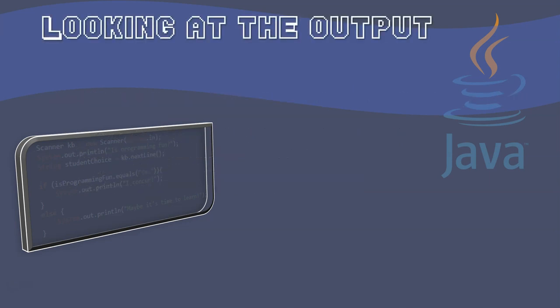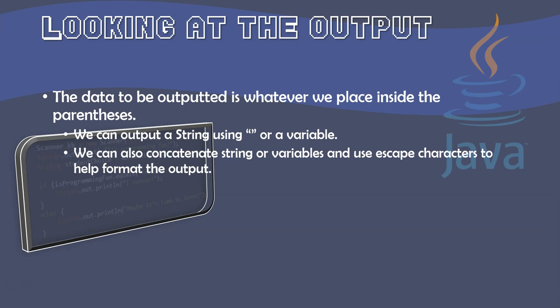So let's first stay on System.out.println for a minute and look at how our output is manipulated. One of the things to understand is that the data that's outputted is whatever we place inside those parentheses. Whether that is a string, and remember strings have to be in quotes, or a variable, we can output those values to the console. We can also concatenate strings or variables or some combination thereof and use escape characters to help format it, whether we're adding a new line, a set of quotation marks, or maybe a tab.